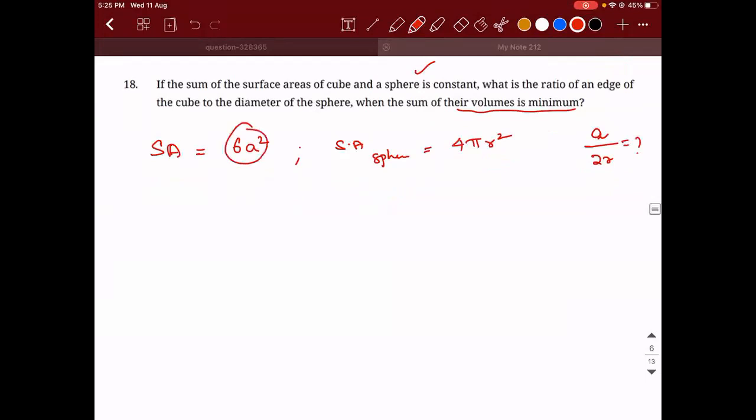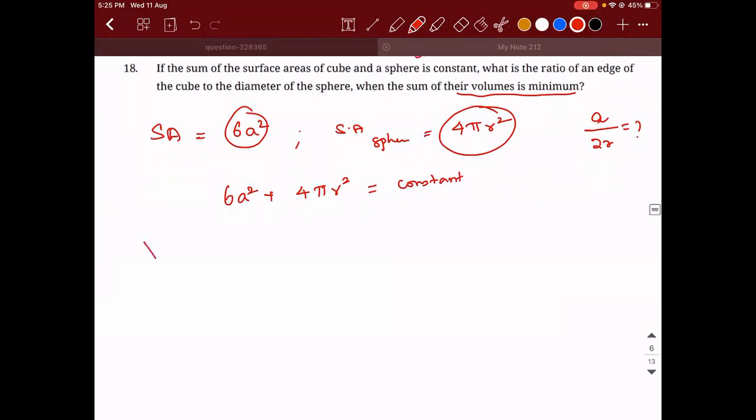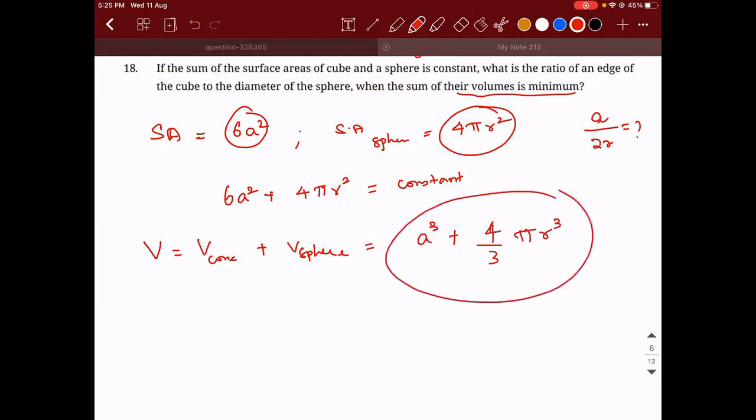So this is given. 6a square plus 4 pi r square is a constant. That's what they told. Now, sum of volumes is what? Volume of cube plus volume of sphere. So, a cube plus 4 by 3 pi r cube. This value has to be minimum.